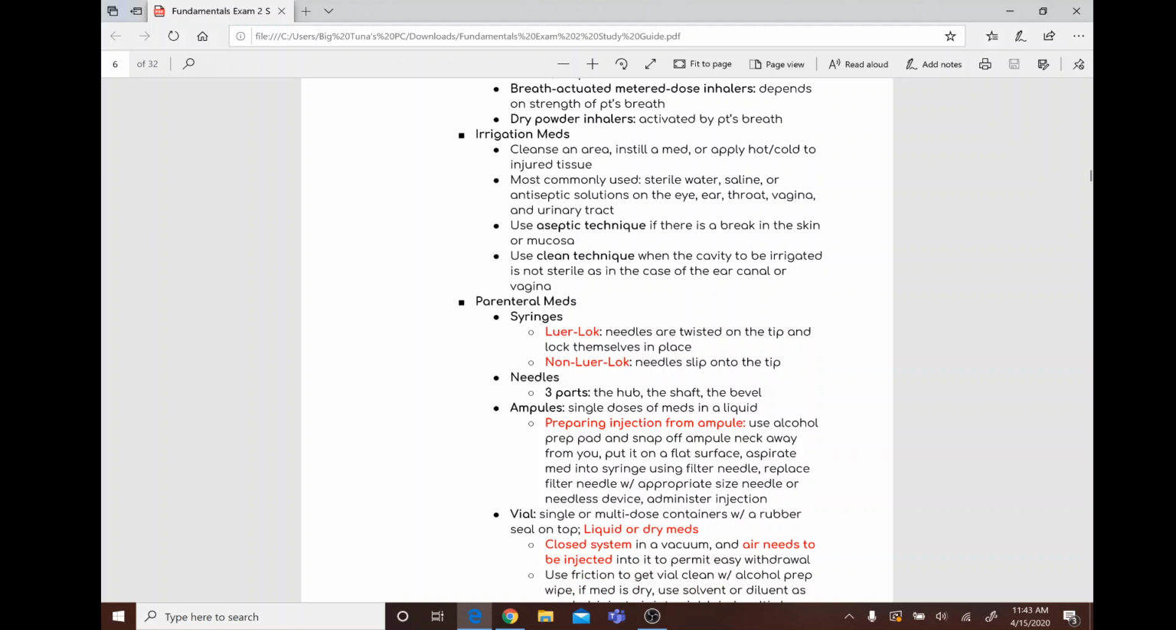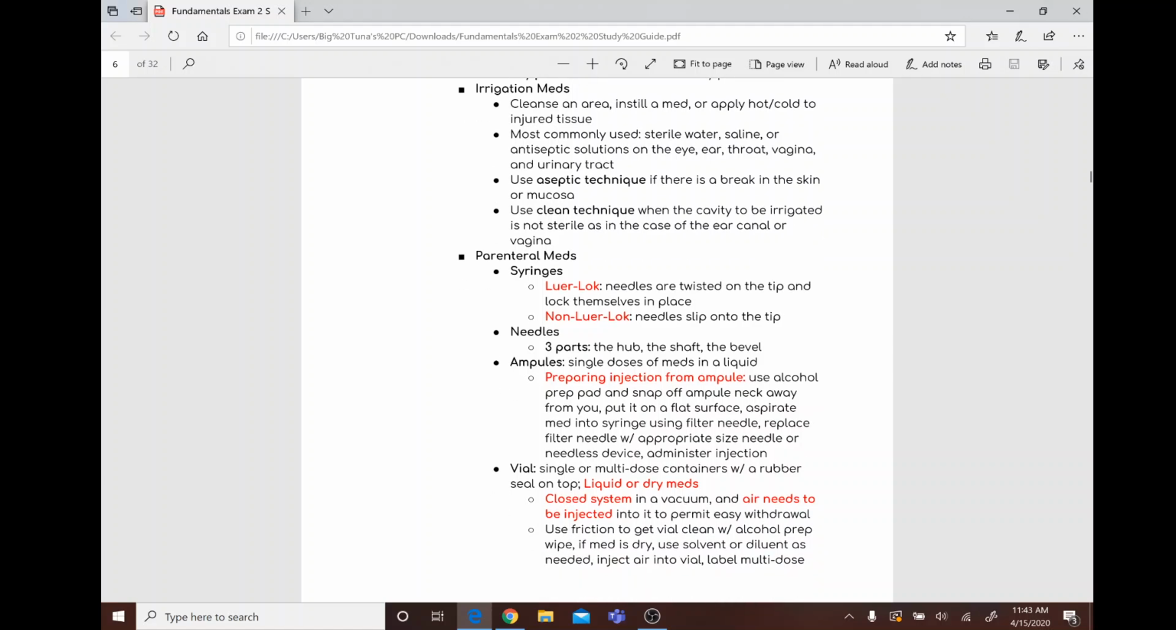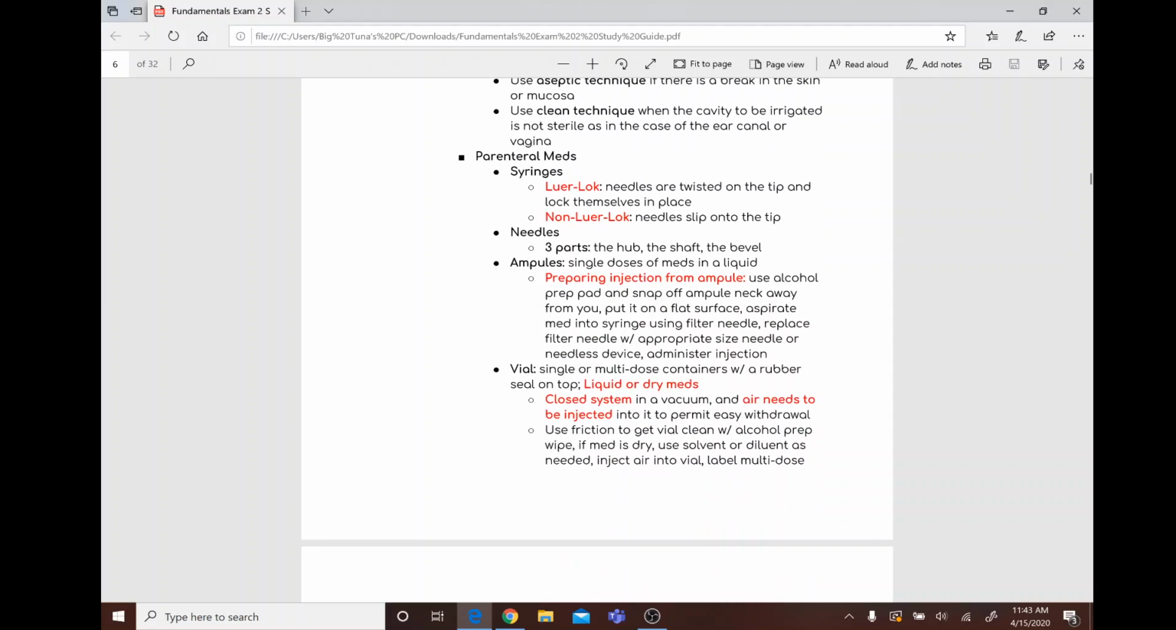or vagina. All right. Luer lock needles are twisted on the tip and lock themselves in place. Non-Luer lock needles slip onto the tip. All right. A needle has the hub, shaft, and bevel. All right. Ampules: single doses of med in liquid.